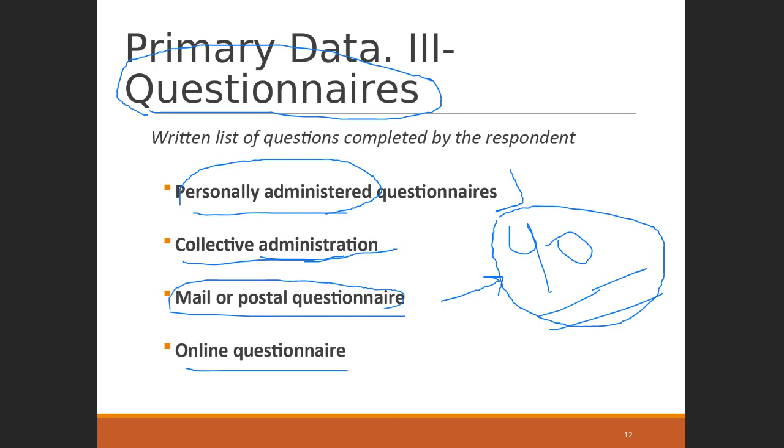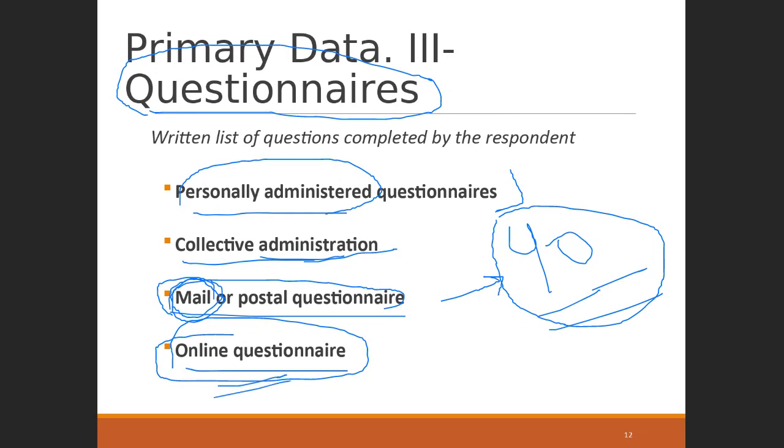Now, this is not email, this is mail. Okay, when you courier your questionnaires. This method has long been the backbone of business research, but with the arrival of the internet, mobile phones, and social networks, mail questionnaires have become less popular among researchers, and are being rapidly replaced by online or electronic questionnaires.